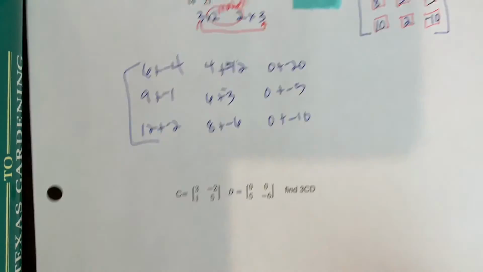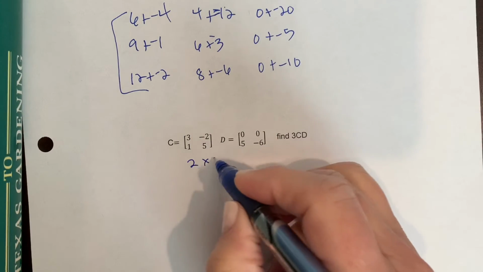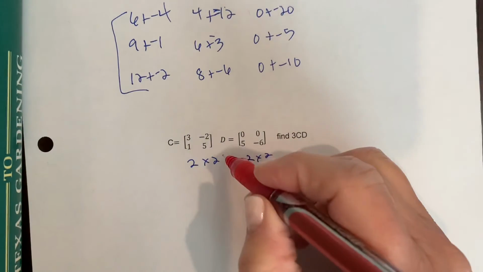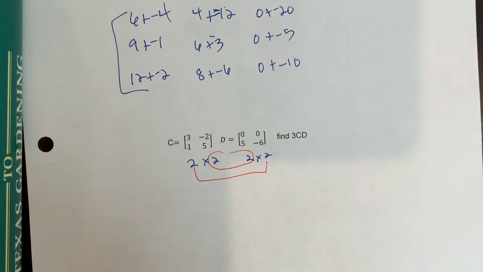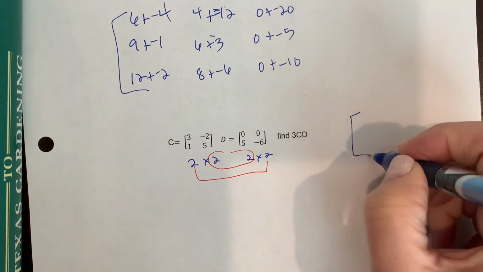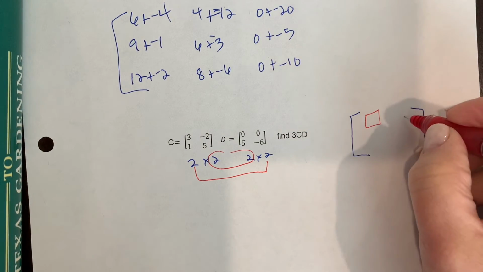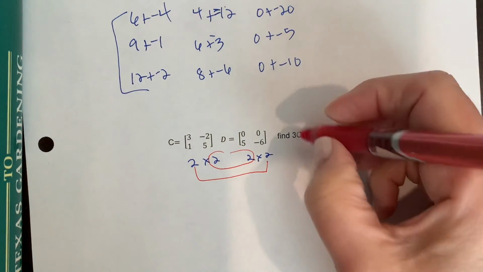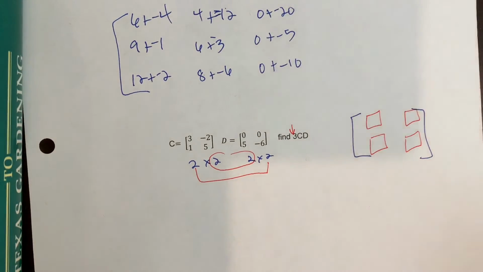Okay, now let's see if maybe this one could be a no solution. Well, they're both squares, so it's 2 by 2, and this one's 2 by 2. So that does mean that it will work since they match, and my answer is going to be a 2 by 2. So I know that my final answer will be a 2 by 2. And I'm going to address this 3CD here in a second. Okay. So let's get the answers.